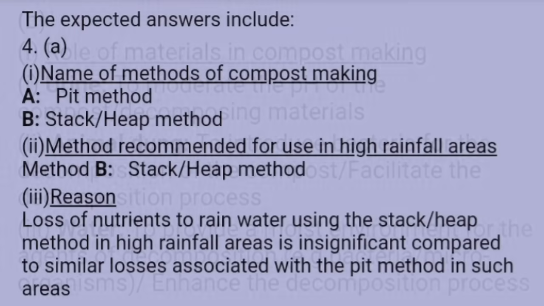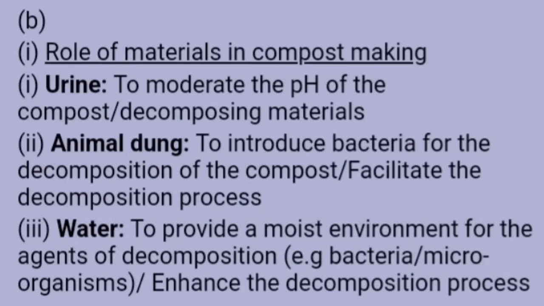Then what is the role of the materials in compost making? The role the different materials play. The urine is to moderate the pH of the compost. The animal dung introduces bacteria for decomposition, as it facilitates the decomposition process. The water provides a moist environment for the agents of decomposition like bacteria and microorganisms, and you can also say that it enhances the decomposition process. So the materials are urine, animal dung, and water, and we've said the different roles they play in compost making.